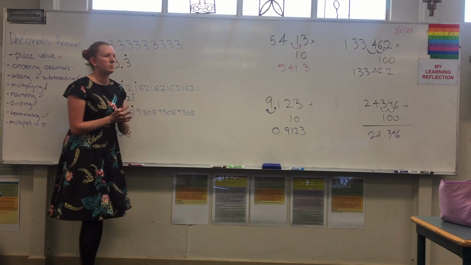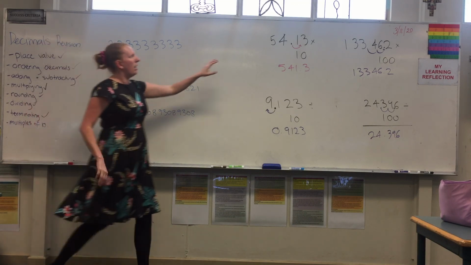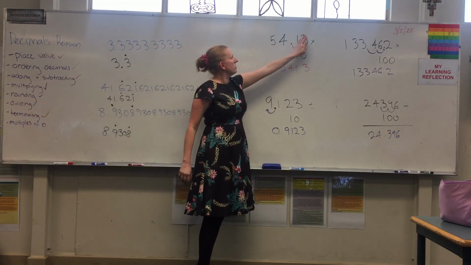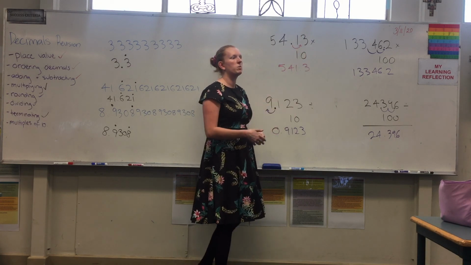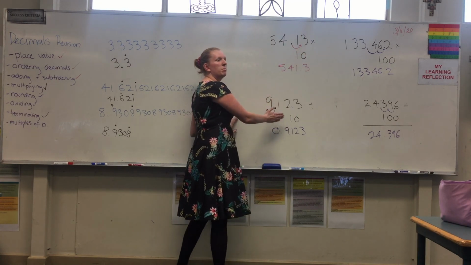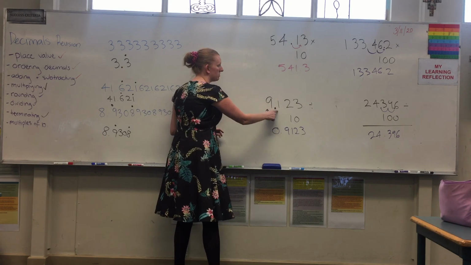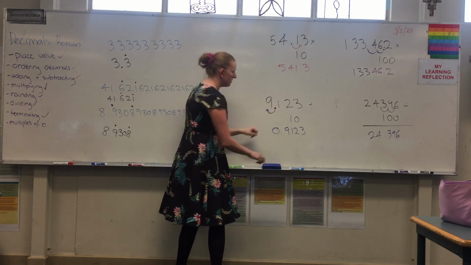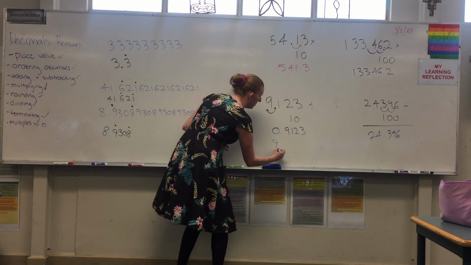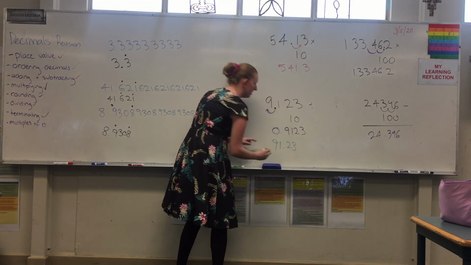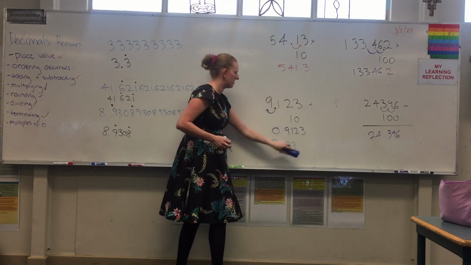How would you remember what way? Moving it to the right makes your number bigger. So that's what happens when you multiply. If you're dividing, your number gets smaller, so your decimal moves that way. Because otherwise, if we moved our decimal the other way, we'd get 91.23, which is way too big.